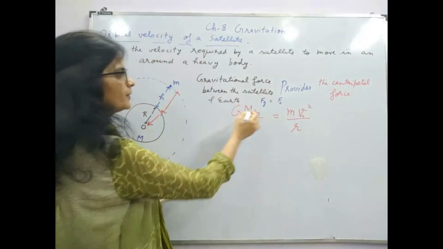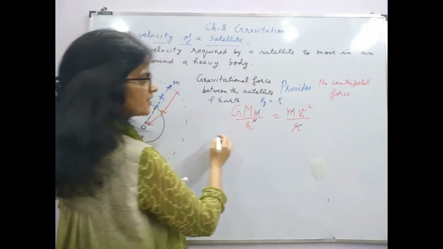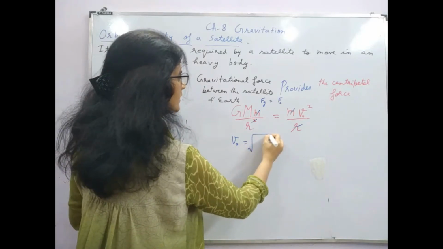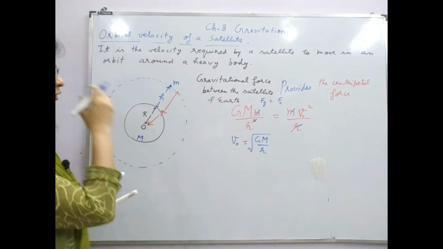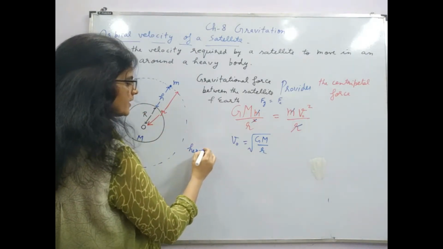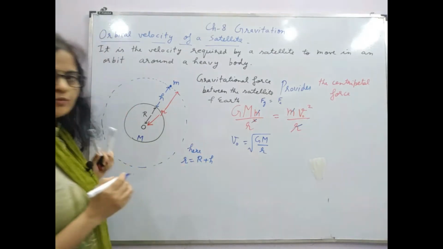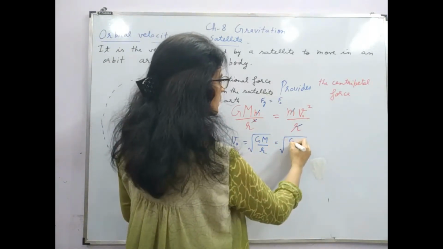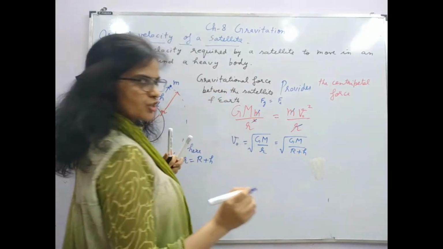Now we can solve it. I can cancel this. So from here, after cancelling these two things, we get v_o is equal to under root of GM upon r. Now if you look at the figure, small r is the radius of the orbit. So small r is R plus h over here. So we can put the value and we will get GM upon R plus h.